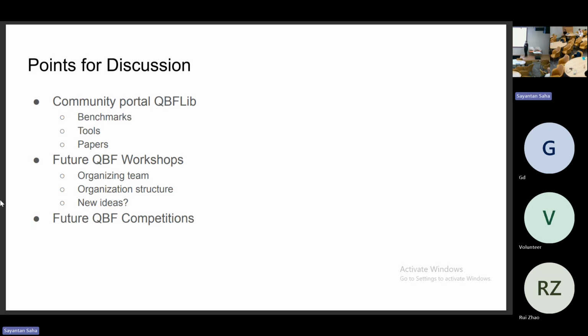Maybe most of you know QBFLib as the community portal of our community, where we collect benchmarks, tools, maybe also some links to literature. What is also there are the standards. So the QCIR standard is in principle published there. The QDimacs standard is published there.